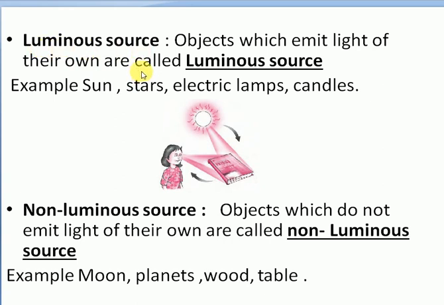However, most objects are non-luminous. For example, moon, planet, wood, table. We can see non-luminous object only because of the presence of daylight or any other light bounces off them.